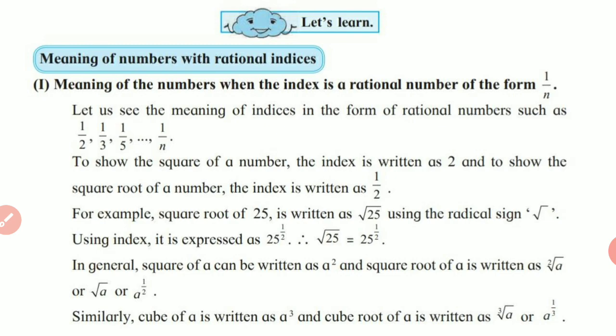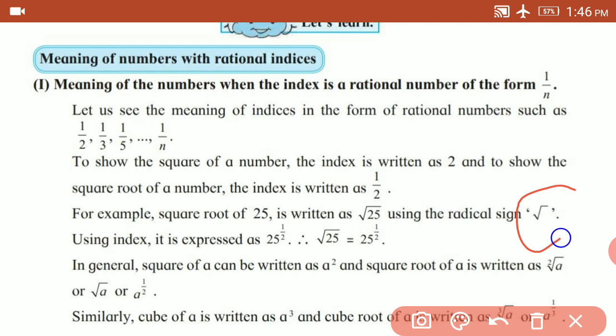For example, square root of 25 is written as square root of 25 like this, using the radical sign. This is called the radical sign. Using index form, this can be written as 25 raised to 1 upon 2. That is, square root of 25 is equal to 25 raised to 1 upon 2. The meaning of both is the same.